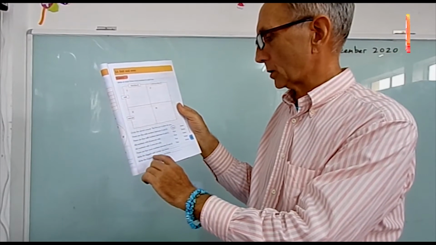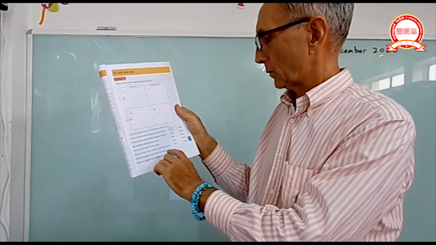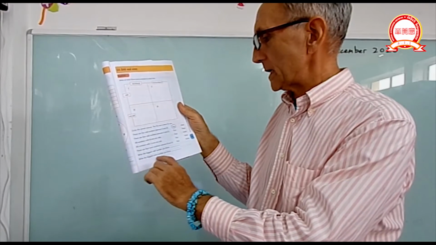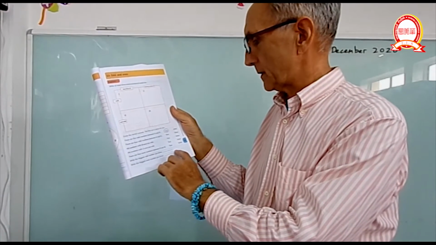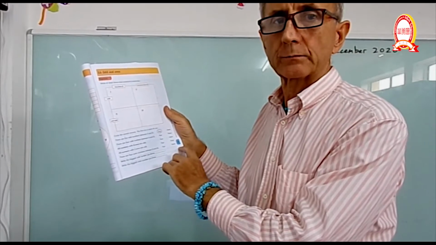Write the biggest odd number you know. Write it here. Write the biggest even number that you know. Write it here. And then you're finished.